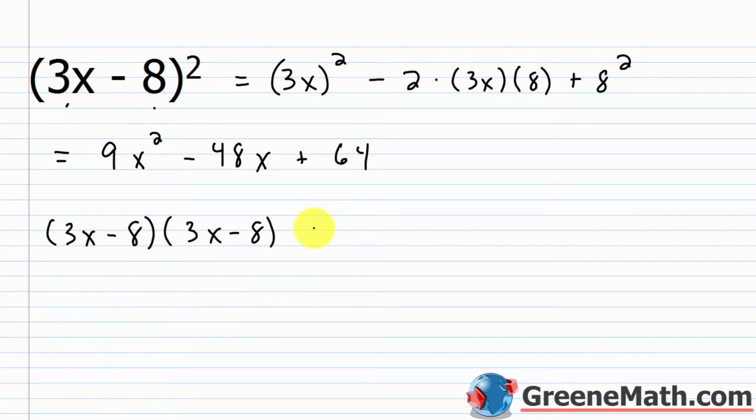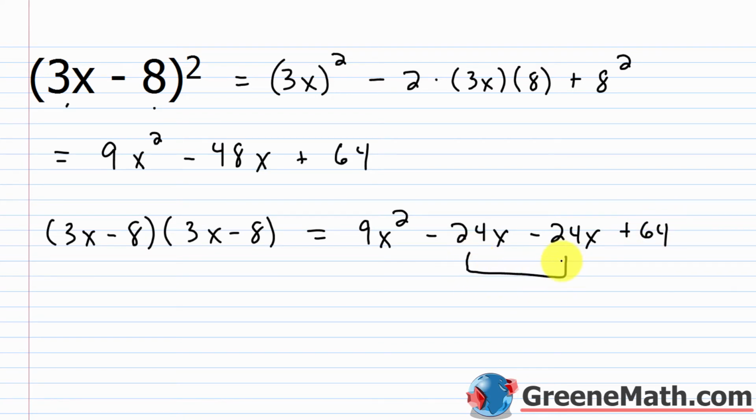All right, so once we have it in this format, we can use FOIL. 3x times 3x is 9x squared. The outer, 3x times negative 8 would be negative 24x. The inner, negative 8 times 3x would be negative 24x. And then the last, negative 8 times negative 8 is positive 64. You can see you can combine like terms in the middle. So you would end up with 9x squared minus 48x, right? Negative 24x minus 24x is negative 48x, then plus 64.